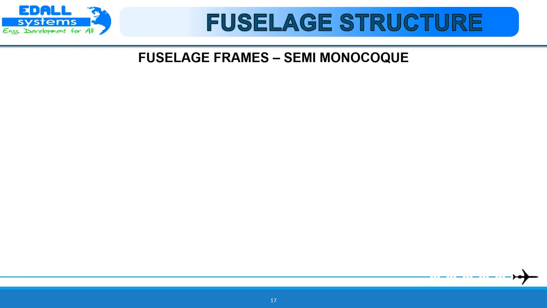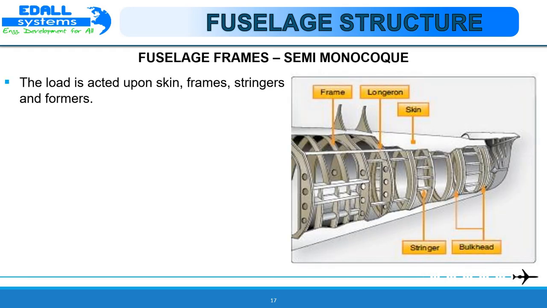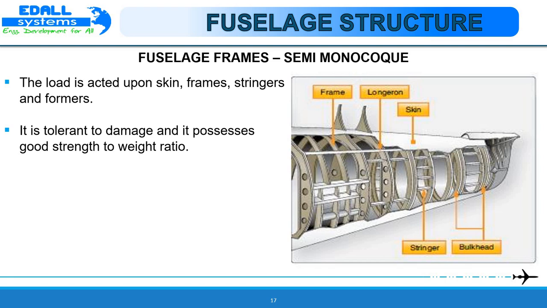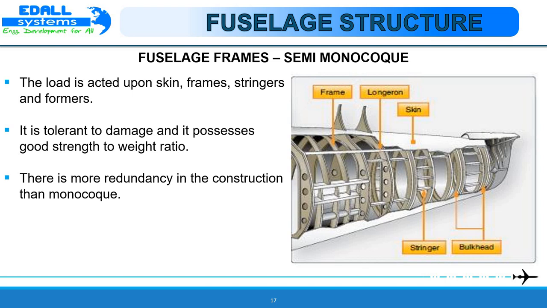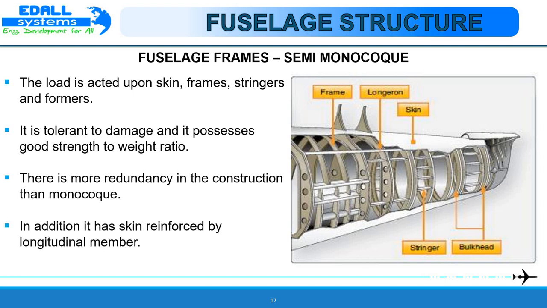Another type of fuselage frame is the semi-monocoque. The load is acted upon by skin, frames, stringers, and formers. It is tolerant to damage and it possesses a good strength-to-weight ratio. There is more redundancy in the construction than monocoque. In addition, it has skin reinforced by longitudinal members.